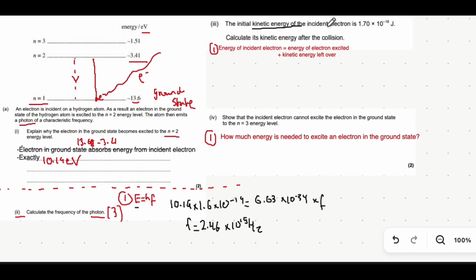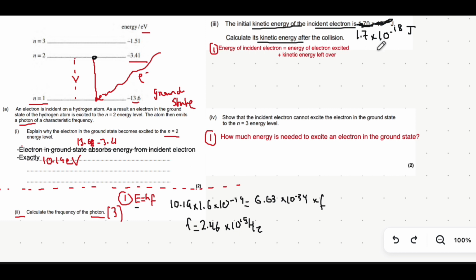The initial kinetic energy of the incident electron, this electron that's coming in, is this much. 1.7 times, that says 10 to the power of minus 18, by the way. I'll rewrite that out in case you couldn't read that. Times 10 to the minus 18. Great. Calculate its kinetic energy after the collision. So if it comes in with that much kinetic energy, well, that energy either goes into exciting this electron or goes into the remaining kinetic energy that that electron has after being excited. And that's where this equation comes from.